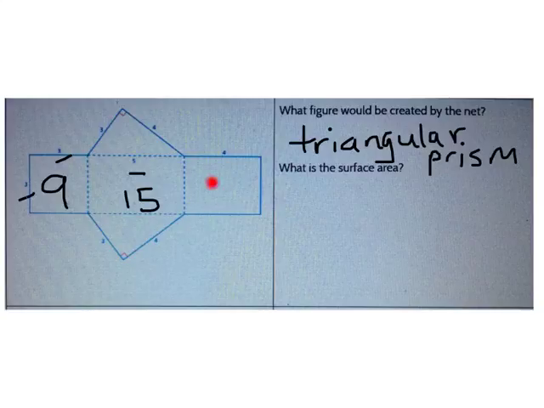Now let's find the area of the rectangle on the right. The base is 4 and the height is still 3. What's the area? It's 12 square units.